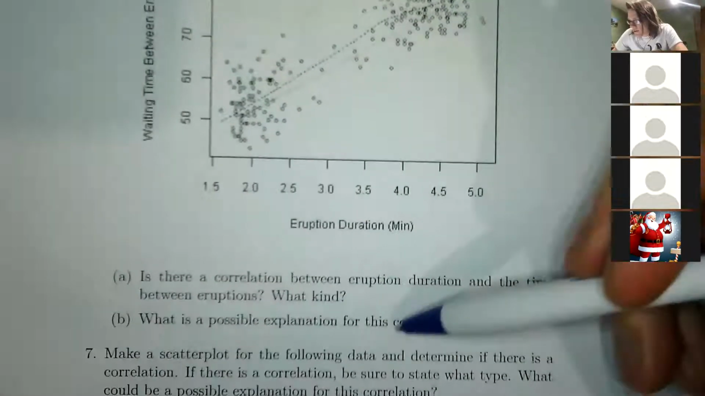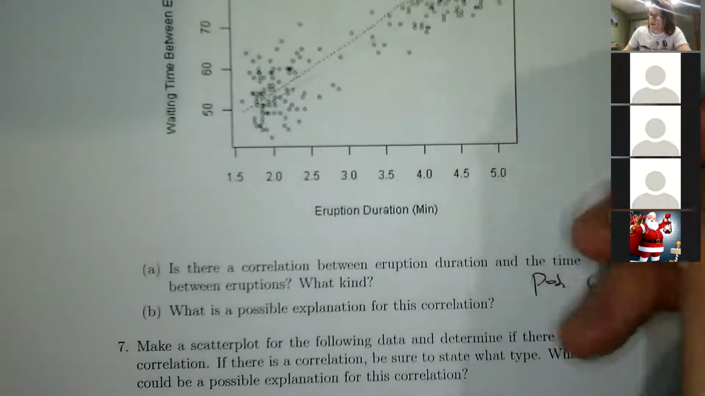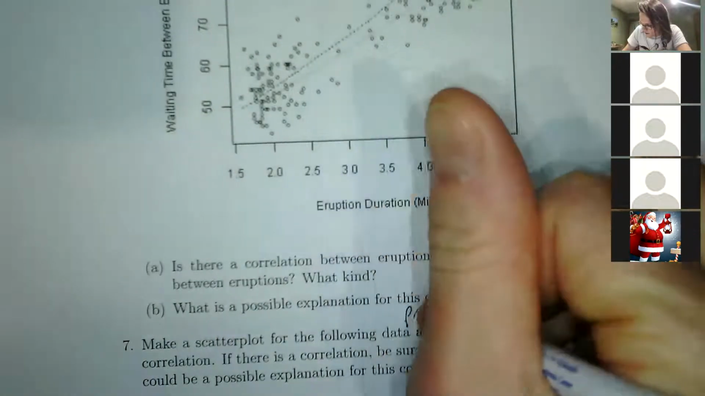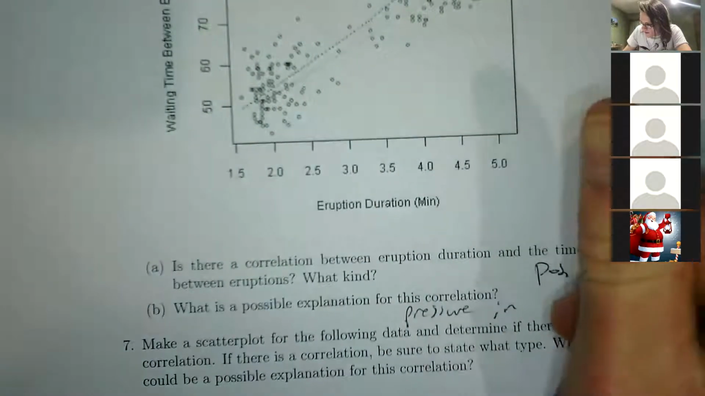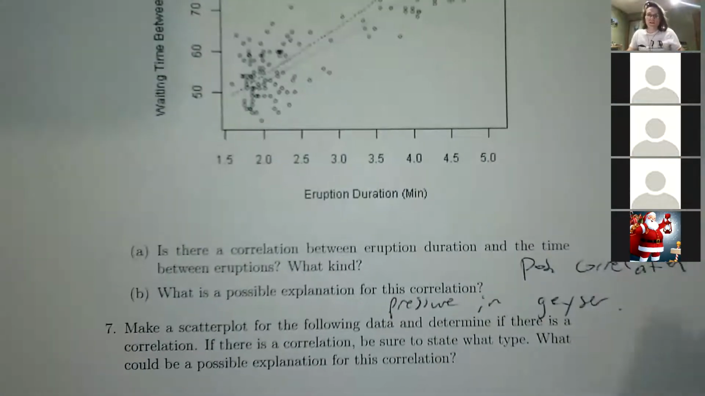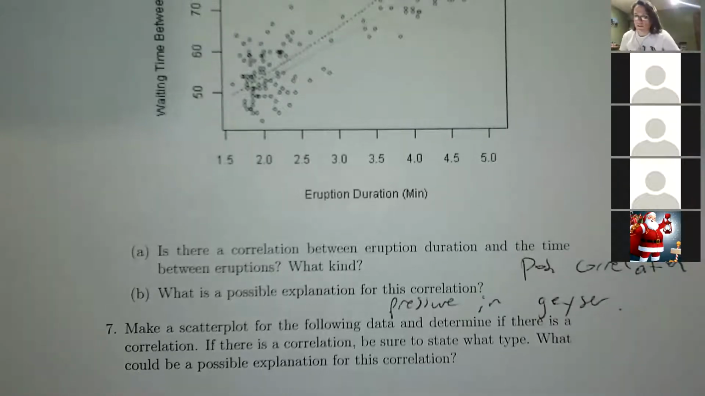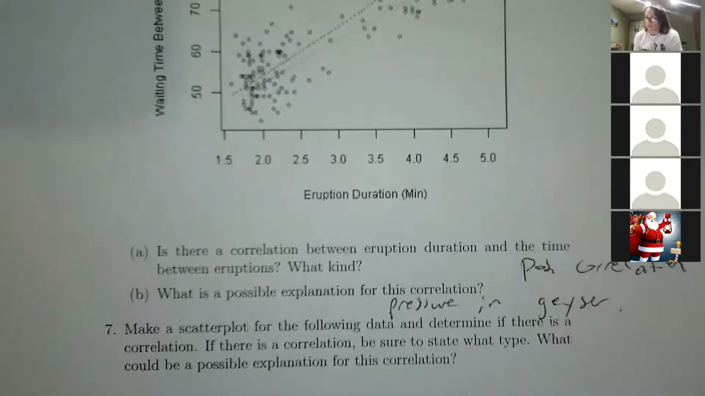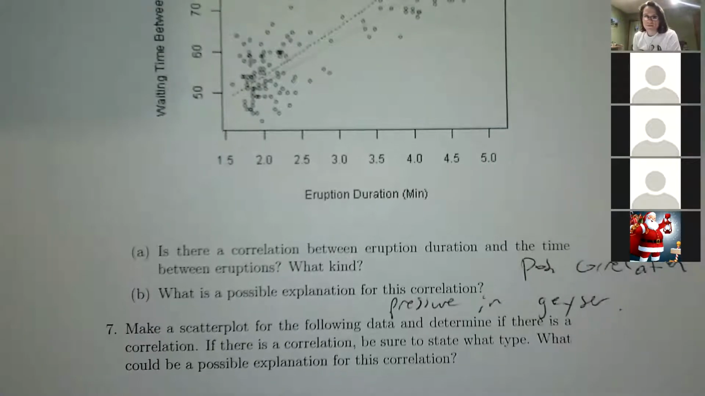Let's see. What is a possible explanation? And I just told you that too. The pressure in the geyser. How do you spell geyser? G-E-Y-S-E-R, I think. The pressure in the geyser builds. It's not a geology class, so I'm not going to be super particular about your answer. I just want an answer. Okay. Any questions about that one?